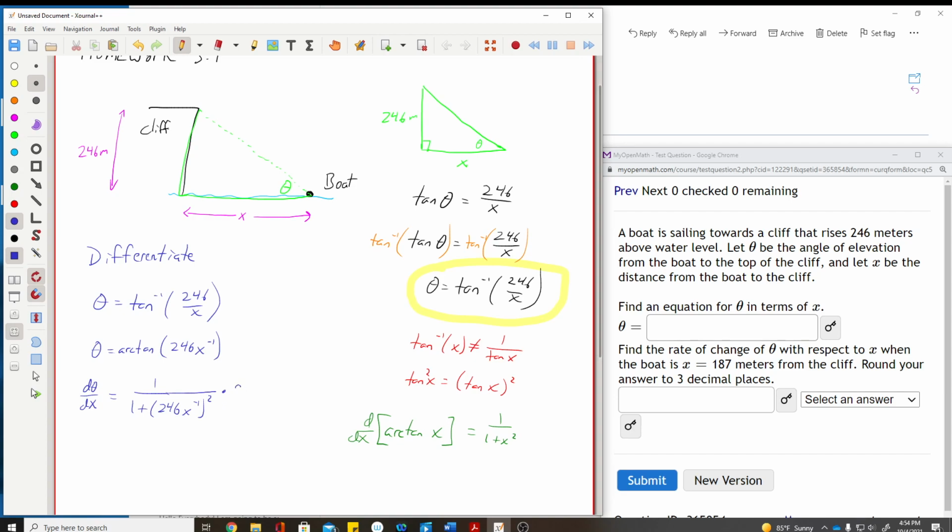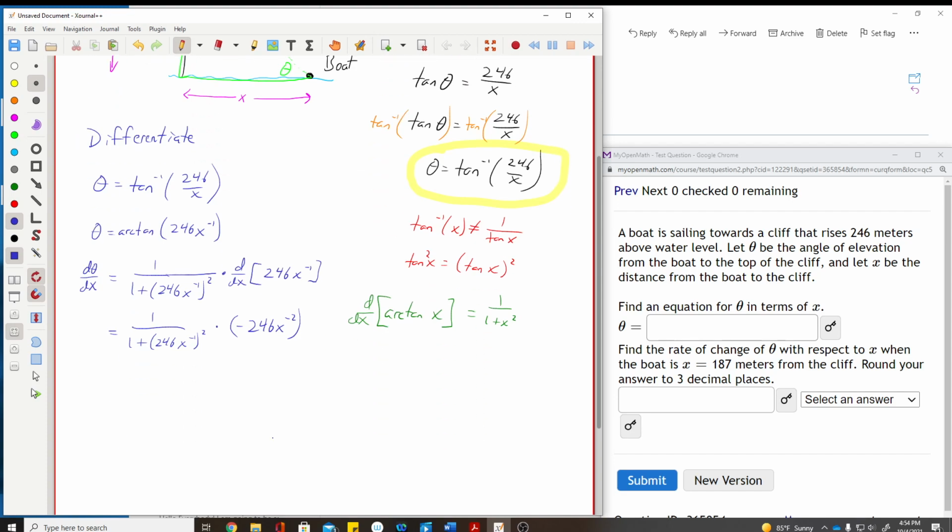Okay, and then the chain rule says multiply by the derivative of the inside stuff. That inside stuff I can differentiate using the power rule. So I get 1 over 1 plus 246x to the negative 1 squared, and then I'm multiplying that by negative 246x to the negative 2. We can simplify that a tiny amount, but I'm not really going to spend any time cleaning that up. I do want to rewrite this so that these negative powers are gone, so that I don't make a mistake when I plug in.